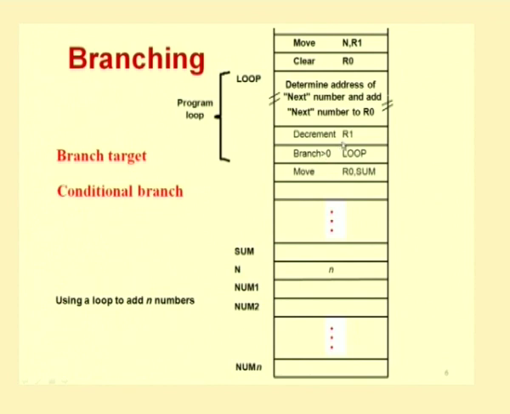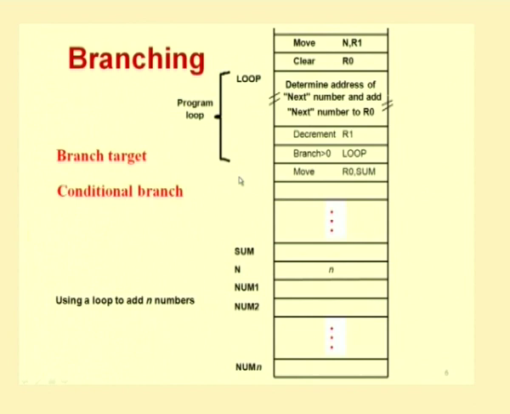So, if the R1 value is greater than 0, which is why I have a statement here which says branch greater than 0. This basically means that if the result of the operation that I did just now is a value greater than 0, then I will branch back to loop and keep doing this loop, otherwise I will come out. So, at the end of this loop you will come out, and the value in R0, where you have been adding all the numbers, has the sum, which can be moved into the memory location called sum. So, this is what we would need to do.